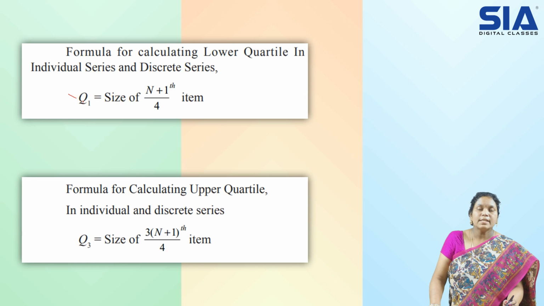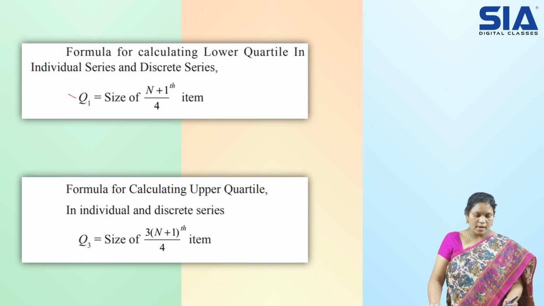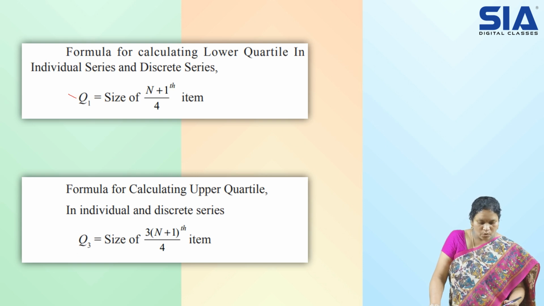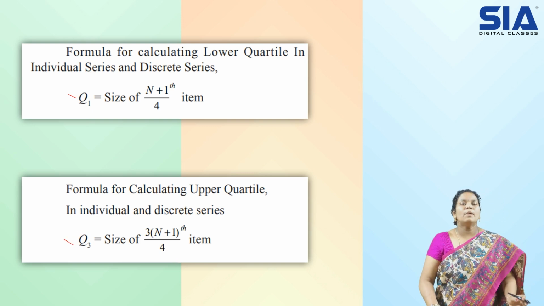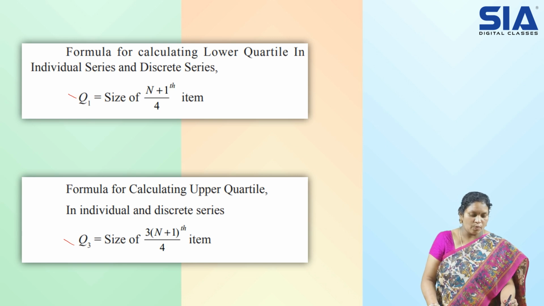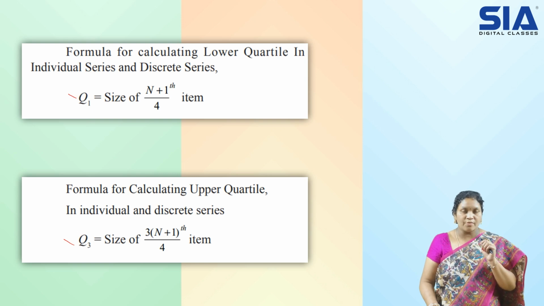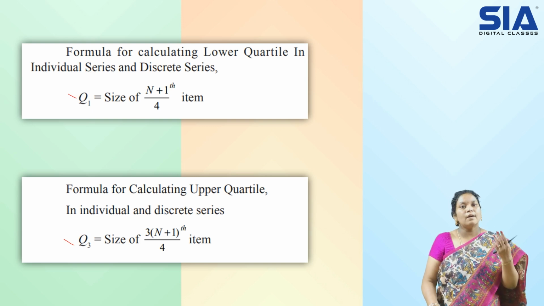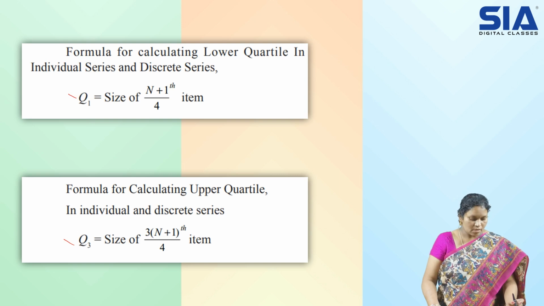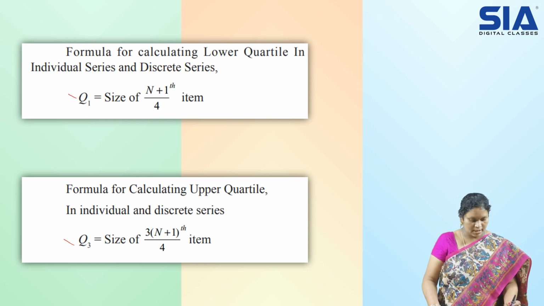So to get Q1, the size of (n plus 1) by 4th item is considered, for both discrete and individual data. Next Q3, because it is the third quartile. What we do here is size of 3 into (n plus 1) by 4. You have to multiply 3 times (n plus 1) by 4. Just like Q1 is the first quartile, generally the data is divided into 4 parts, so for that (n plus 1) by 4 we have taken. Now for Q3, because it is the third quartile, you multiply by 3. So 3 into (n plus 1) by 4th item becomes your Q3. That becomes your formula for individual and discrete data.